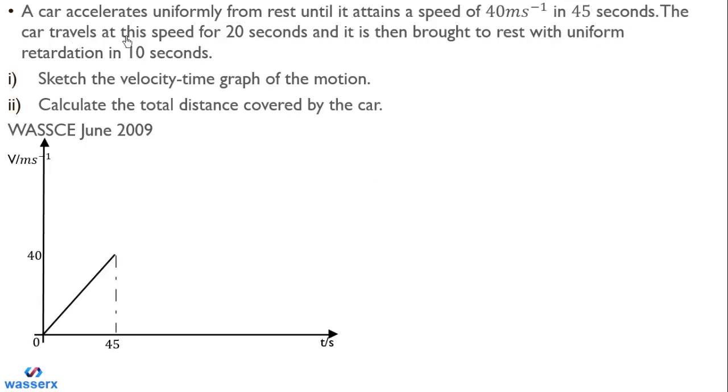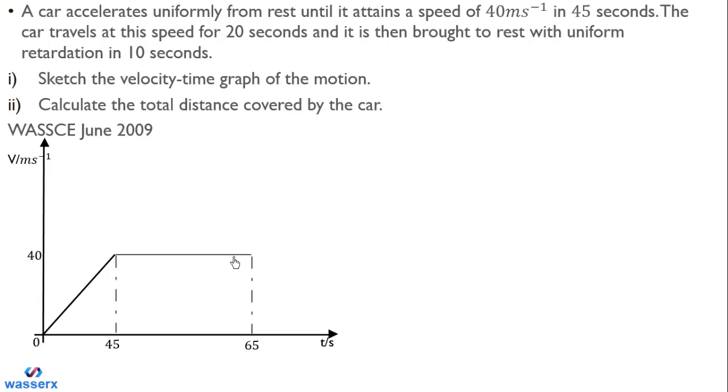Then we're told that the car travels at this speed for 20 seconds. So continuing from the 40 meters per second, it maintained that for 20 seconds and it was done uniformly. So this is how it will look like. For the second part of the journey, we start from the 40 meters per second for 20 seconds. So that will end at 45 plus 20, which is 65 seconds. So the body maintains a constant velocity during this phase of the journey.